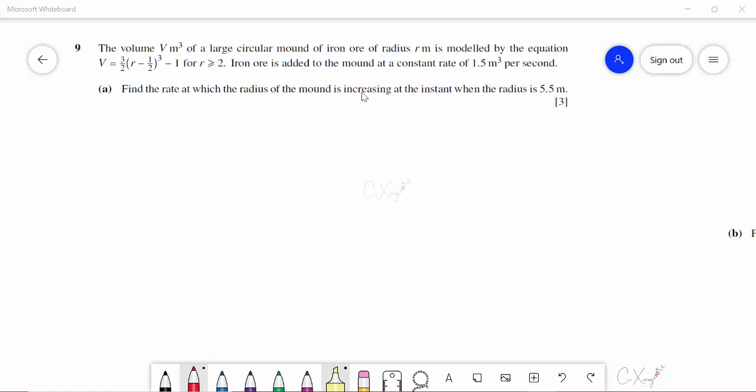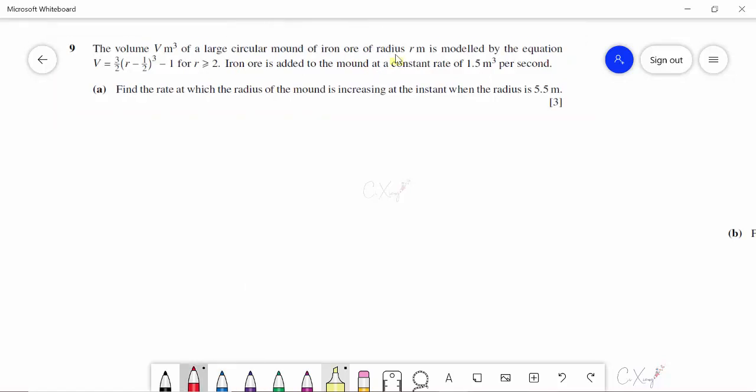Okay, so this is one of the important pieces of information. You can see that it is 1.5 meter cube per second. The meter cube per second actually tells you about the volume. So when you want to write it in symbol form, it will be dV over dt at a constant rate, right? It is equal to 1.5. To me, I think it is important for us to write out the correct formula for the rate first. So in this case, we have dV over dt equals 1.5.